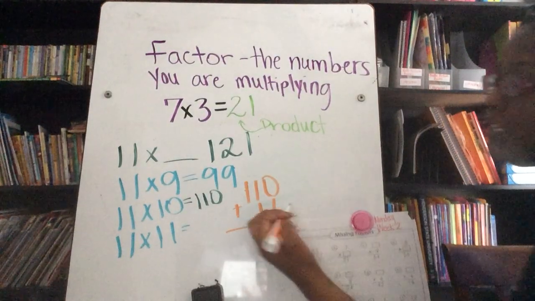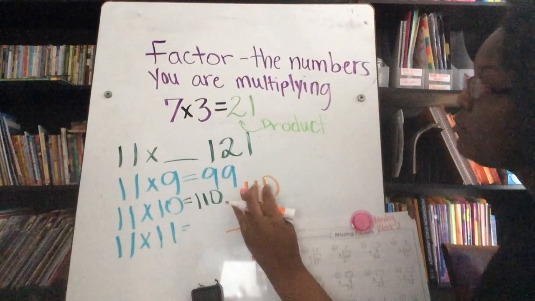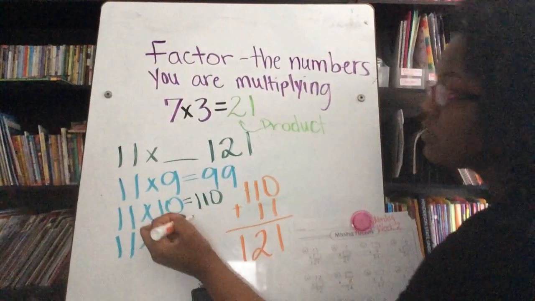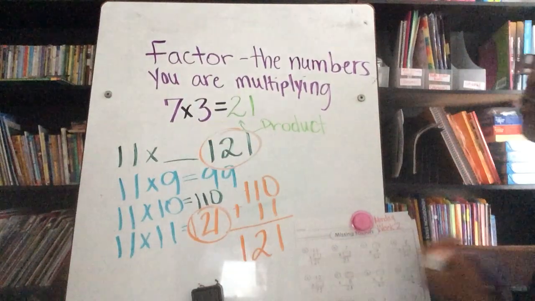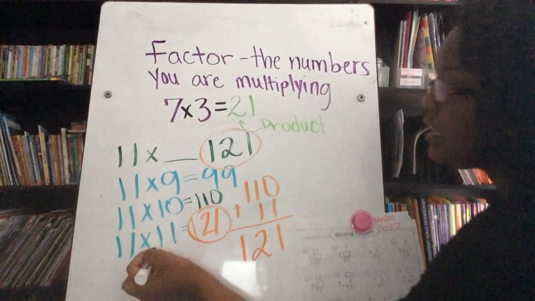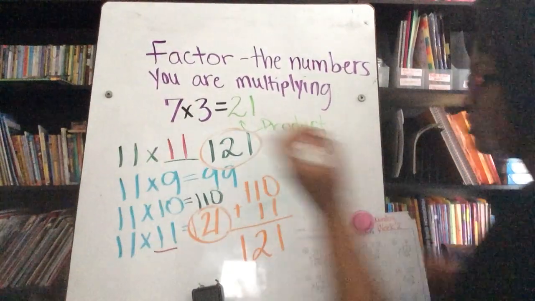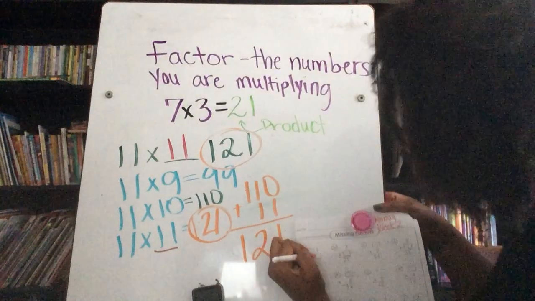0 plus 1 gives you 1. 10 plus 10 gives you 2 tens. And 100 plus nothing gives you 100. That gave us 121, and that is what we were looking for. So that missing factor is 11. So on letter A, the answer that goes in the blank is 11.